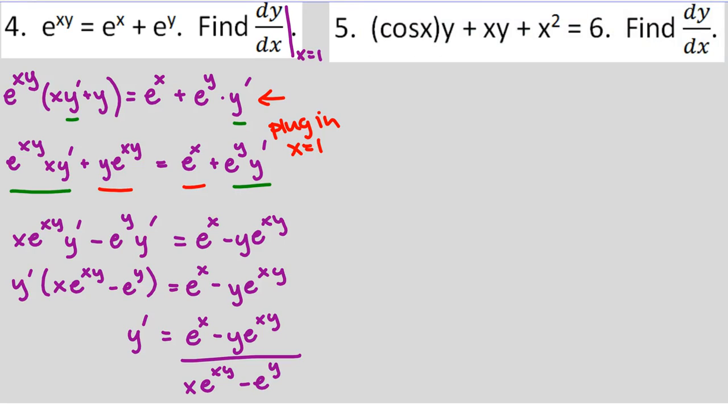Okay, so let's do this one, which has a little bit of trig in it, and it also has a couple of products in it.